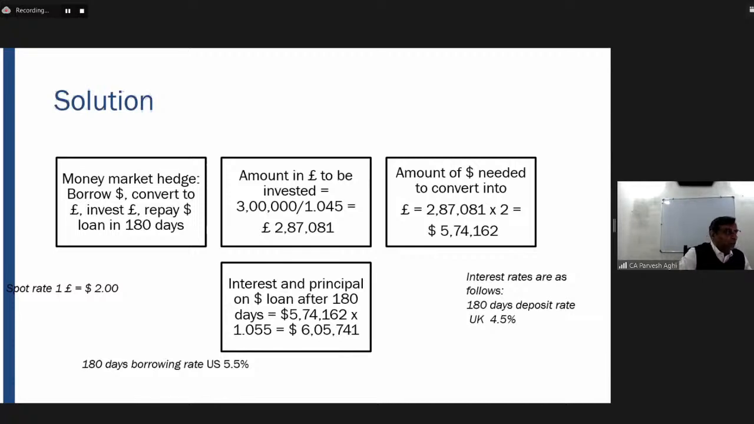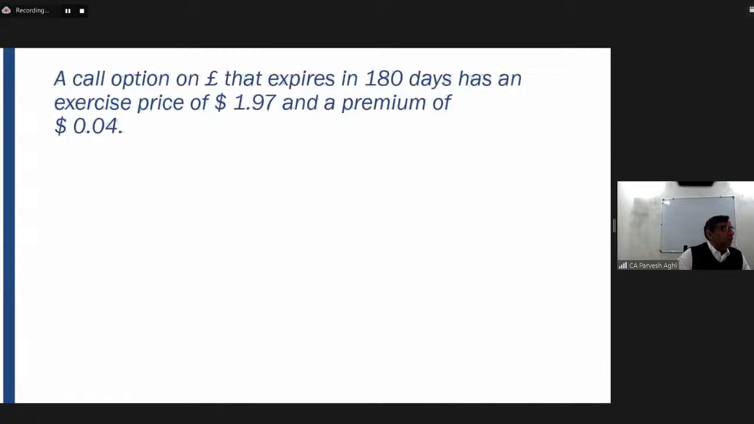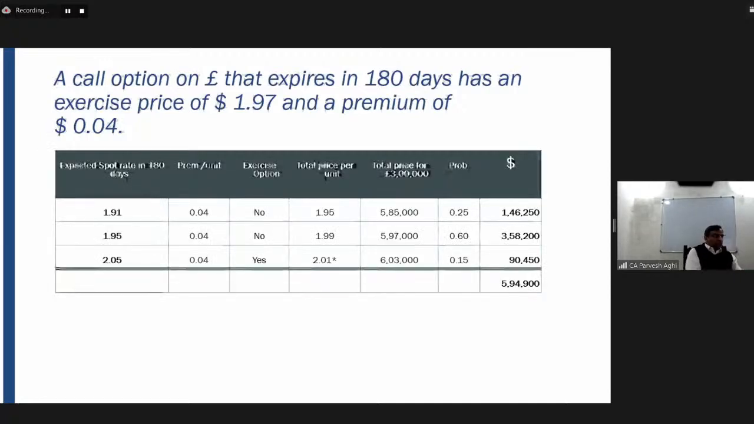So two outflows we have seen. We find the forward rate so far is better because here the outflow is small. Okay, so then we come to a call option. A call option that expires in 180 days has an exercise price of $1.97 and a premium of $0.04. So here, you should look at this table which is coming to you.